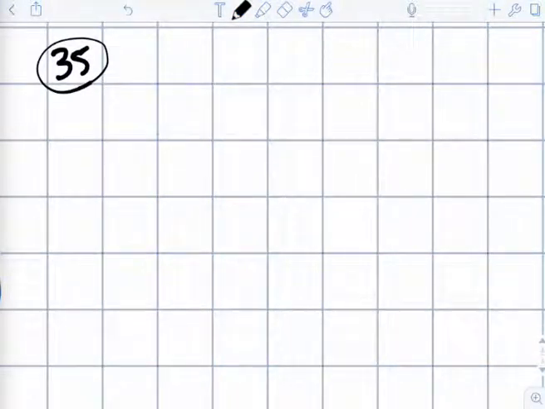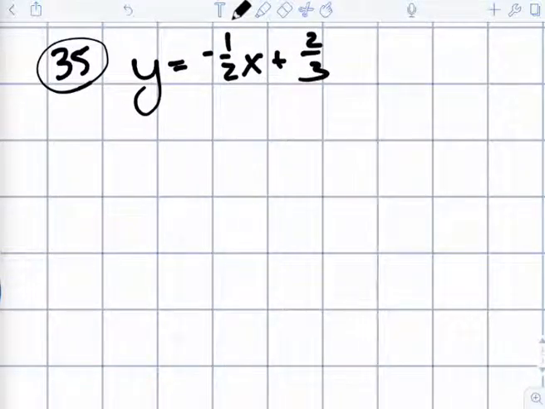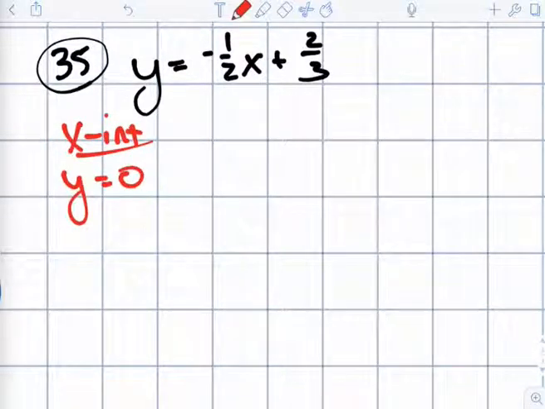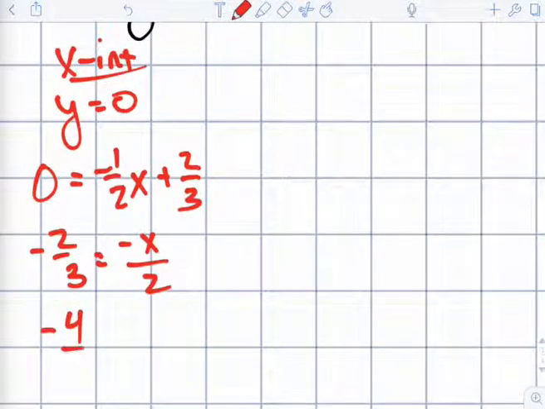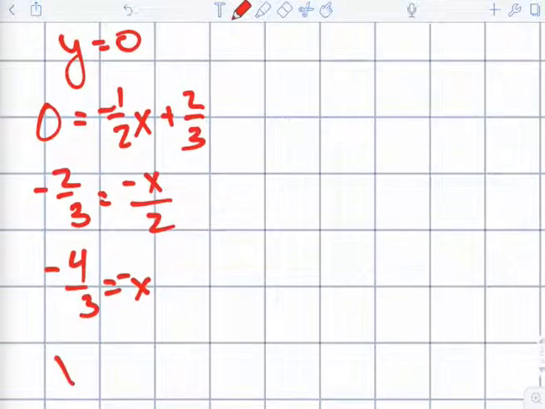At 35, y is equal to negative 1/2 x plus 2/3. So our x-intercept again, y is equal to 0 for the x-intercept, so 0 is equal to negative 1/2 x plus 2/3. Negative 2/3 is equal to negative x over 2. Negative 4/3 is equal to negative x, so x is equal to 4/3.